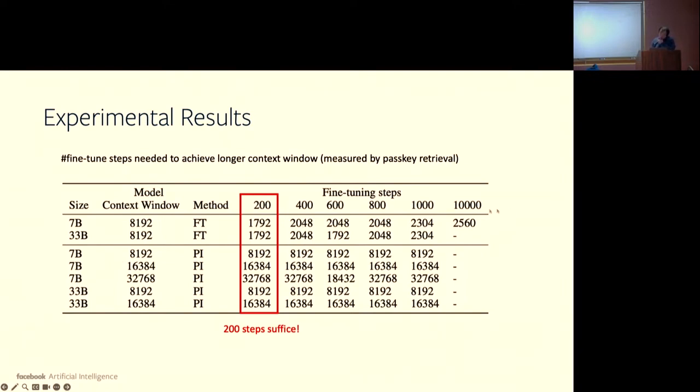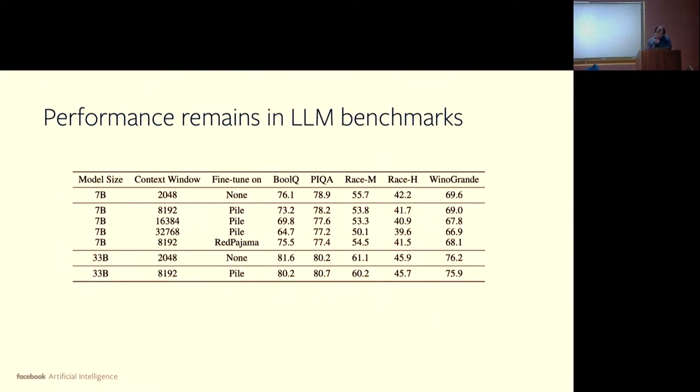But if you just do fine-tuning, you really need more than that. You need maybe 1,000 steps, and still you don't extend it to 8K. You only extend to 2K, 2.5K. So it's much more efficient if you do interpolation in the positional encoding. And still the performance does not drop that much. It stays approximately the same for all the benchmarks.